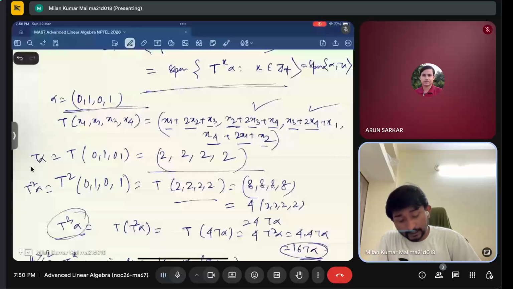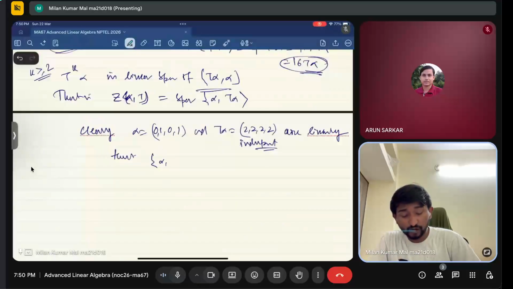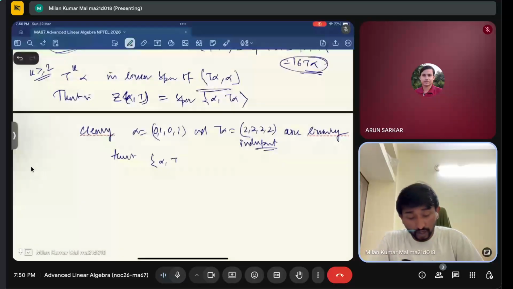So the main point is that the dimension of Z(alpha; T), I think this is what was asked to find, is equal to 2. So I hope this is the question. Then the dimension of Z(alpha; T) is 2, and so all other options are automatically incorrect.